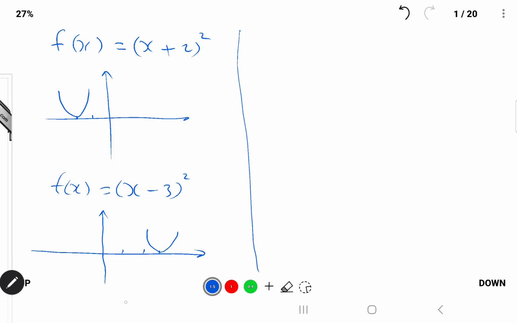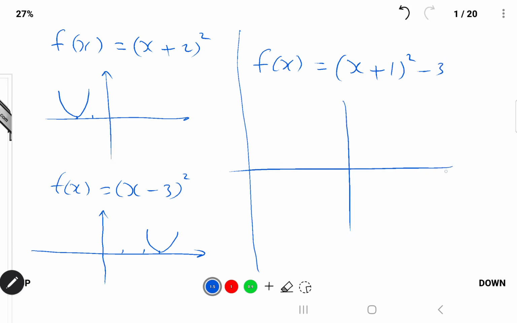Now, what about if you combine the vertical and horizontal translation? So, for example, f(x) is equal to (x plus 1) squared minus 3. In this case, you have 2 transformations. You have horizontal and vertical translations: 1 unit to the left and 3 units down. And then the function would be like this.